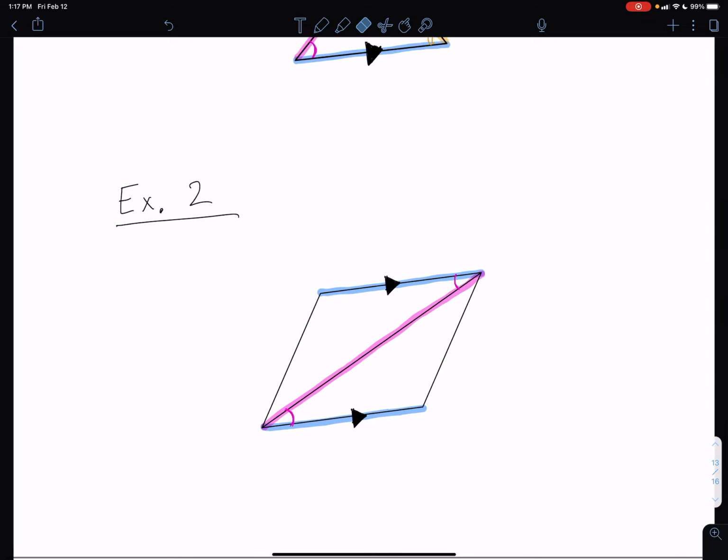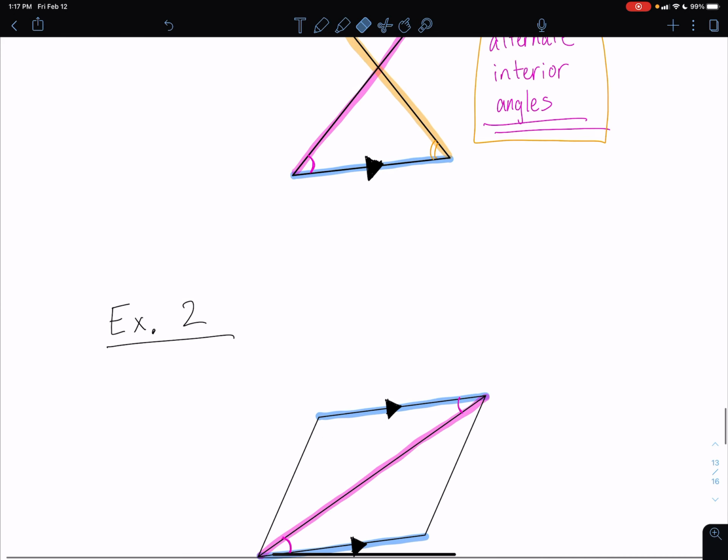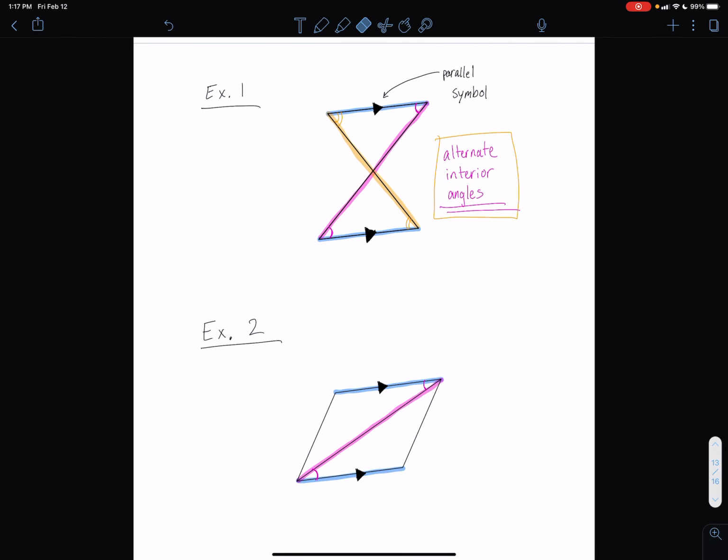And so what I would encourage you to do, and I'll try to show you both at the same time here, is just use color, right? Make your parallel lines a specific color, and then look for that center line that goes through them both, and where your parallel lines and that center line meet, those angles will be congruent, all right?